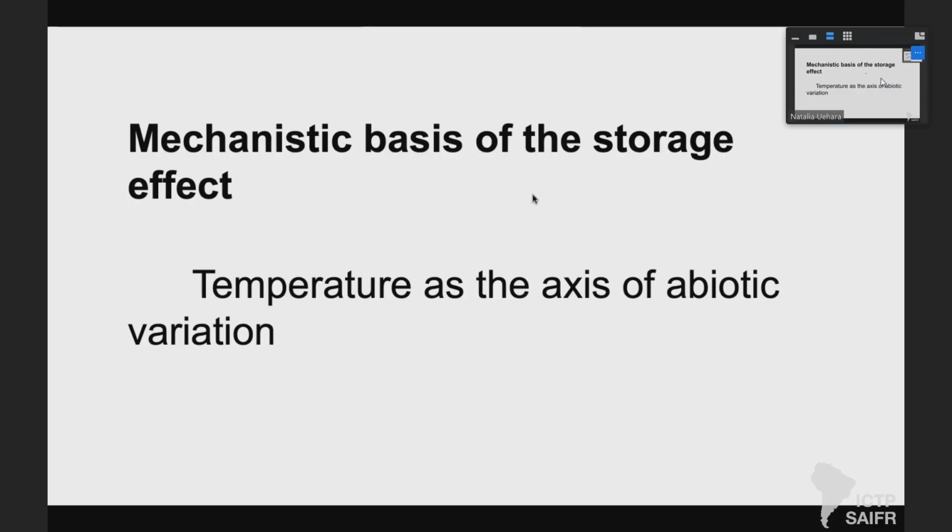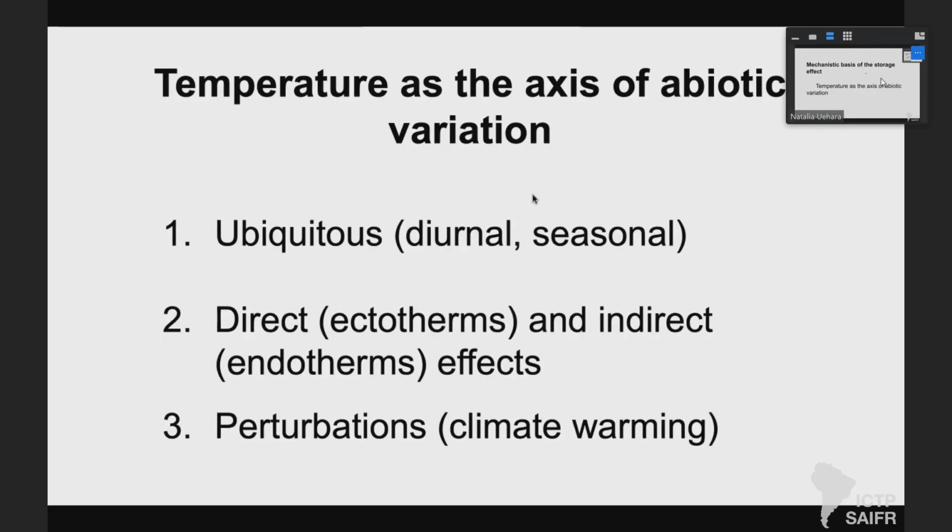So to make this concrete, I'm going to look at temperature as the axis of abiotic variation. There are many good reasons for this. All organisms on the planet exhibit some form of temperature variation, whether it's diurnal or seasonal. And although it is the ectotherms, all organisms other than birds and mammals, who are directly affected by the environmental temperature, endotherms are also affected through their interactions with resources or natural enemies that happen to be ectothermic. So plants, insects, microbes, everything other than birds and mammals.